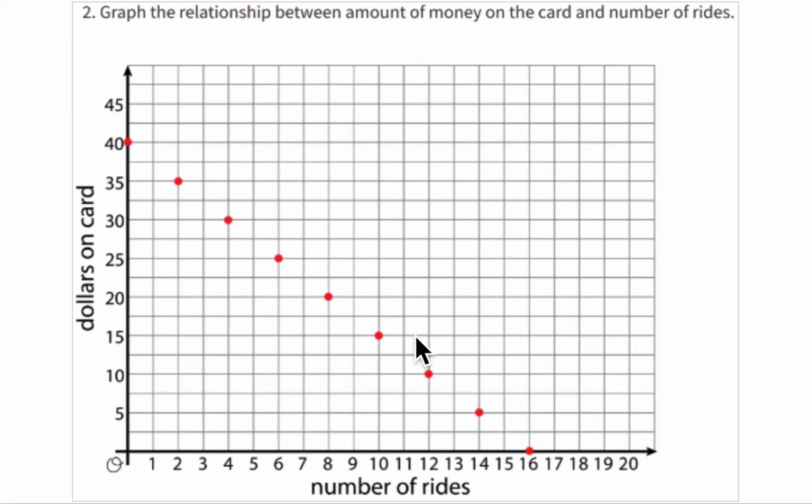But first of all, let's look at a graph of this. So this is dollars on the card here. And notice that the dollars on the card are decreasing as you are increasing the number of rides. This is called a negative slope. Whenever you start drawing a line in the top left and you move to the lower right, that slant is a negative slope. And it makes sense. The amount on the card is decreasing. So it's a negative slope as the number of rides are increasing.